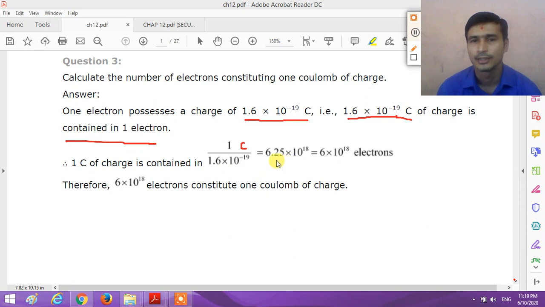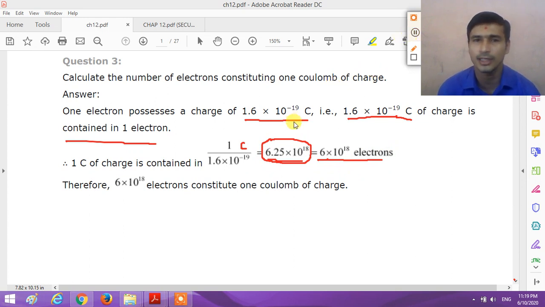We get 6.25 into 10 raised to 18 electrons. Approximately we can say that the number of electrons in 1 coulomb of charge is 6 into 10 raised to 18. You can write this answer also: in 1 coulomb of electric charge, the number of electrons present is 6.25 into 10 raised to 18 electrons.